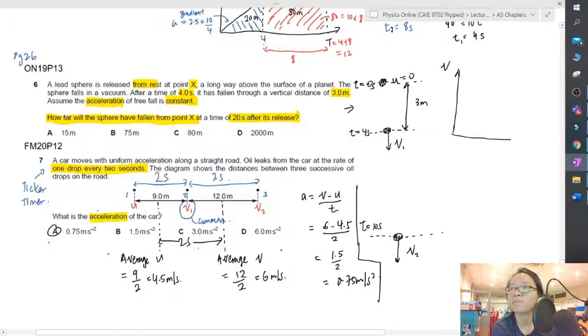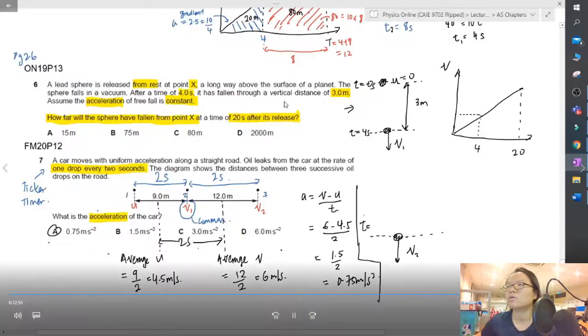Okay, you might be thinking, Miss, I draw graph now. I'm smart now. Okay, fine. So you can see the velocity will increase uniformly. So this is 3, this is 20. And it's 4 seconds. 4 seconds travel 3 meter. Not 3 meter, this area is 3.